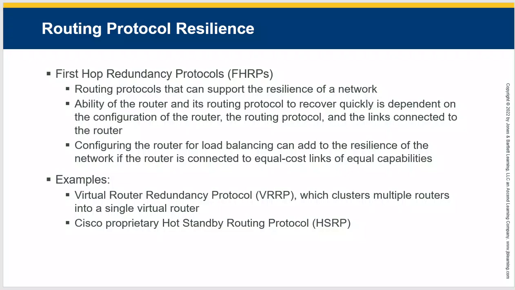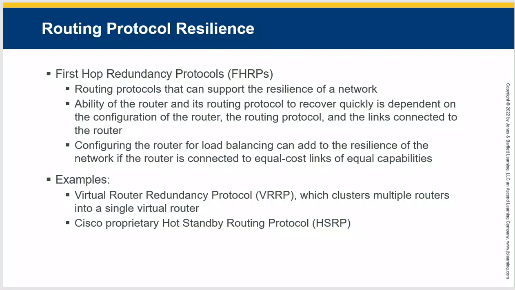First hop redundancy protocols. These are protocols that can support the resilience of a network, but it depends on the configuration of the router and the links that the router is connected to. What you can do is connect multiple links of the same capability, and you can use load balancing like we were talking about a few minutes ago.